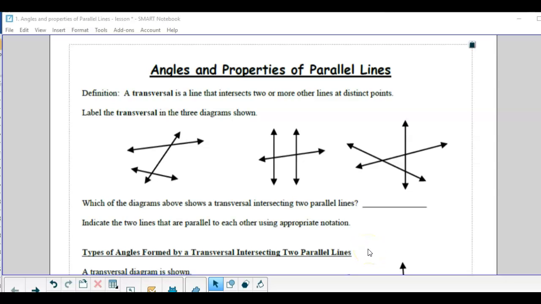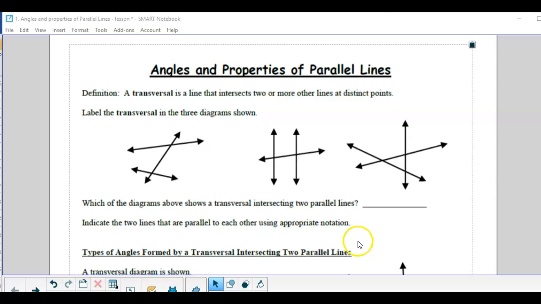All right, we're starting the last unit of this course, Angles and Properties of Parallel Lines. Some of this should be review from junior high, but we need a good understanding of this, particularly when we get into trig, which will be a little bit new. So first we're going to go through some definitions and some diagrams.